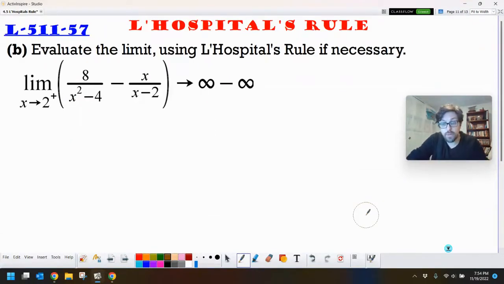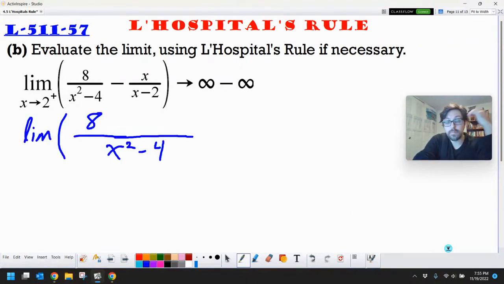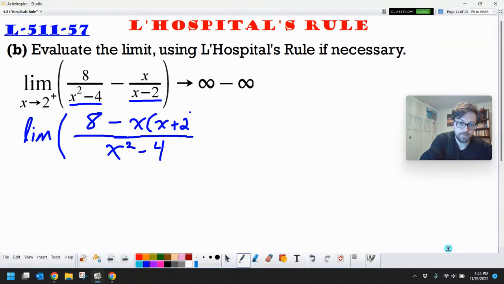Since this limit is heading towards infinity minus infinity, we can't apply L'Hopital's rule right away. Even though we've got those fractions, it's not the thing that we want. So what I want to do is combine those two fractions into a single fraction and then apply L'Hopital's rule to that. I can get a common denominator if I multiply that second fraction by an x plus 2. Then this multiplied by an x plus 2 will match with this x squared minus 4, difference of squares. So this will be minus x and then an x plus 2. So, we'll close that up.